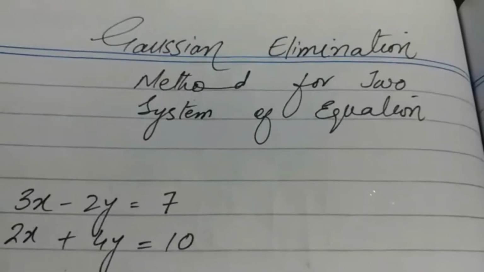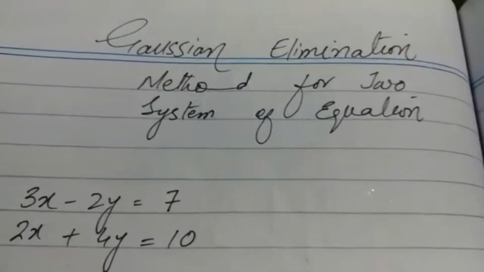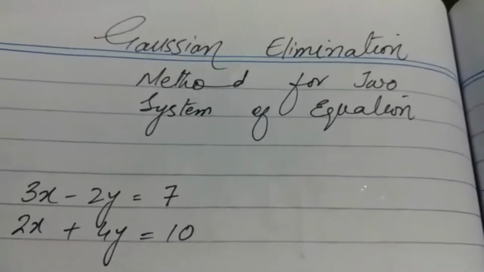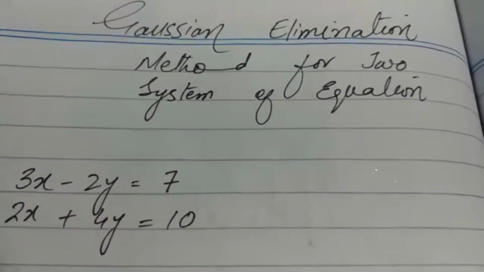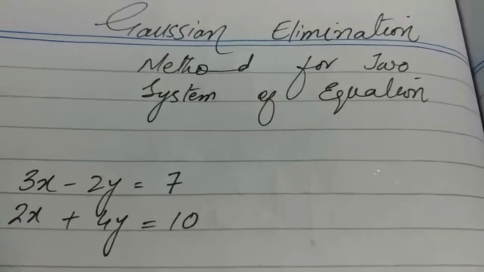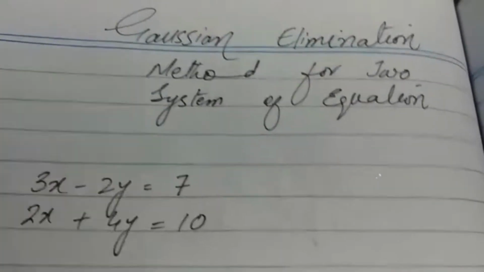Hello students, today I am going to explain the Gaussian elimination method for a system of two equations. Let's say you have the equations 3x minus 2y equals 7 and 2x plus 4y equals 10.